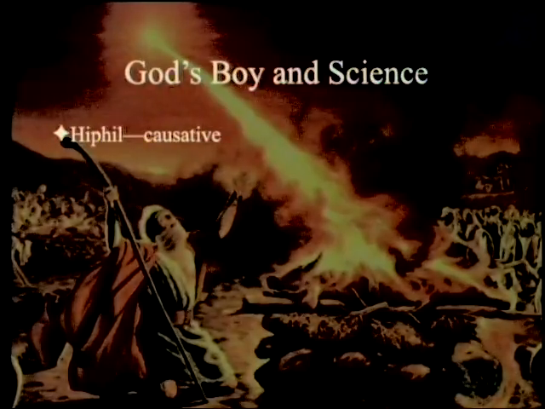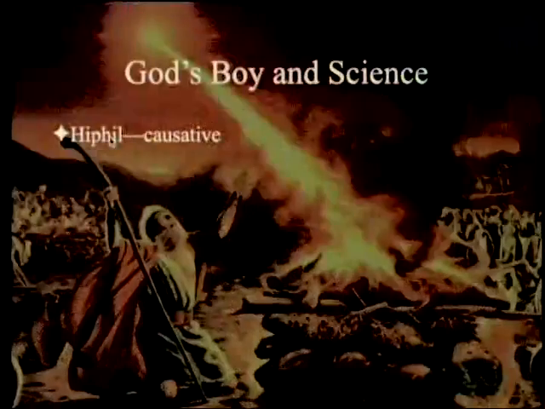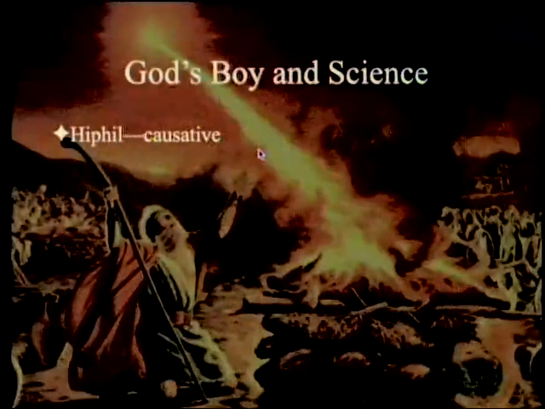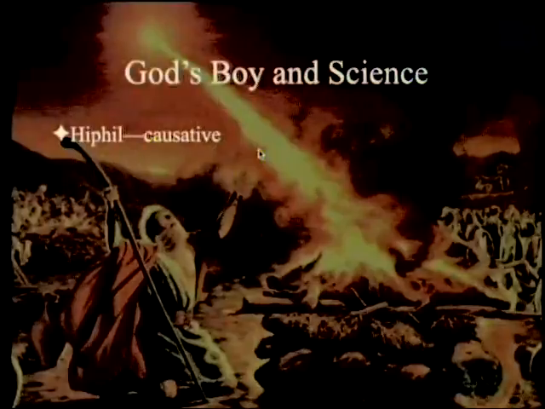In Hebrew, there are several forms. There's the qal, which is the simple, standard form. There's the piel, which is doing something with emphasis. There is the hifil, which has a kind of an i in there. And the hifil has to do with the causative, which is a strange form for us because we don't have that form in English.